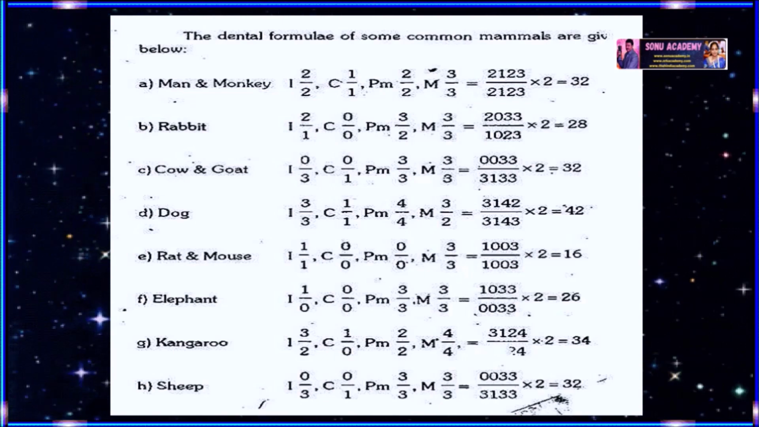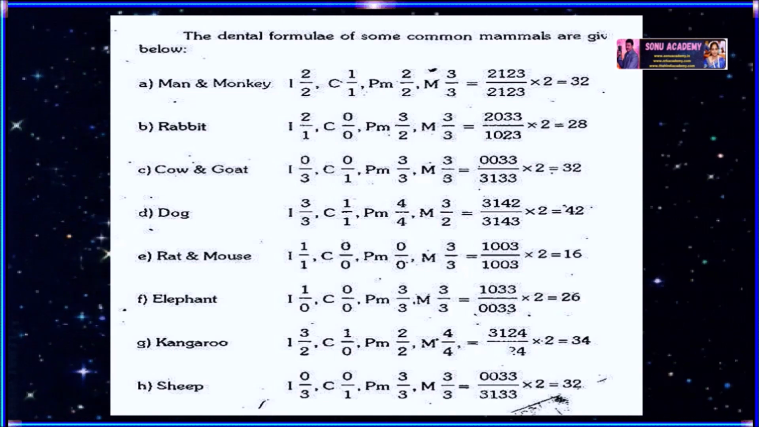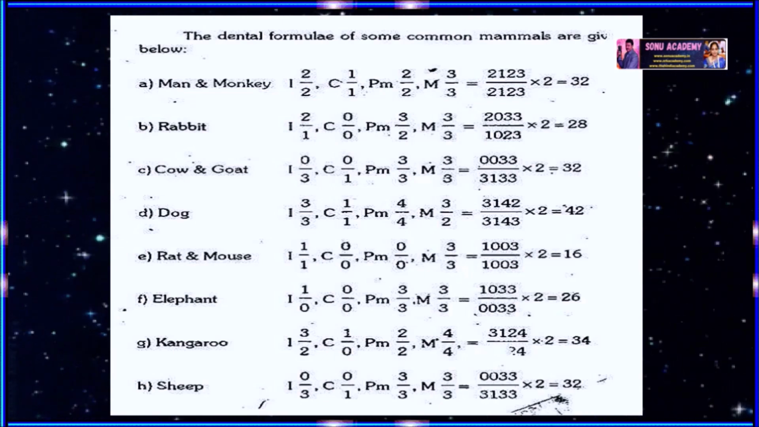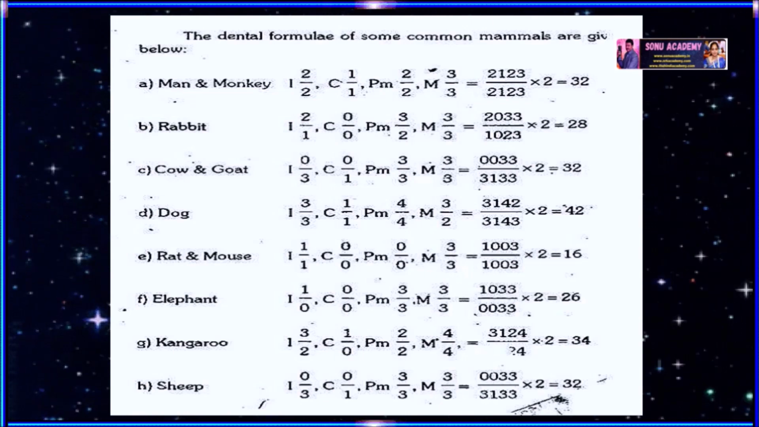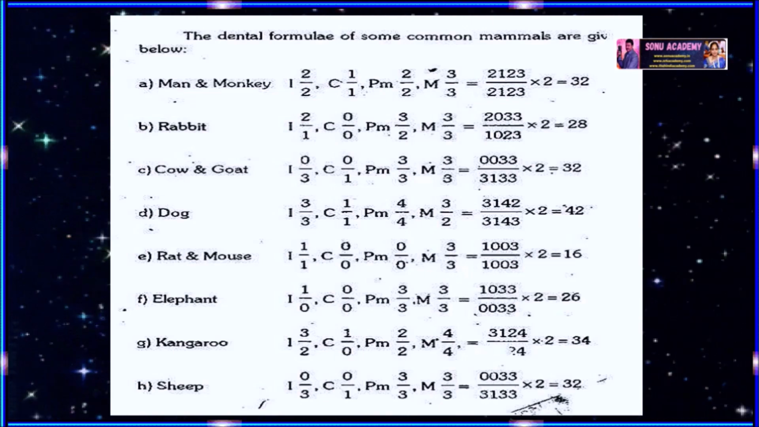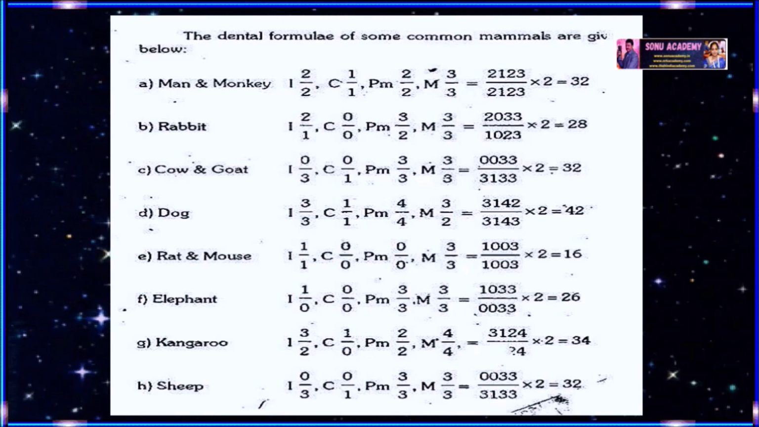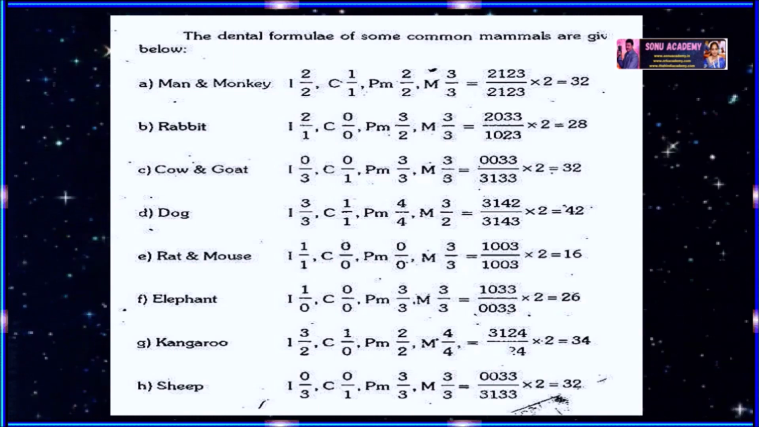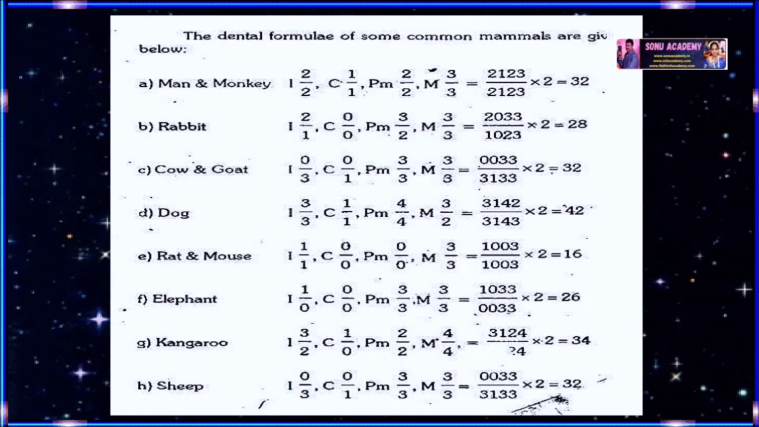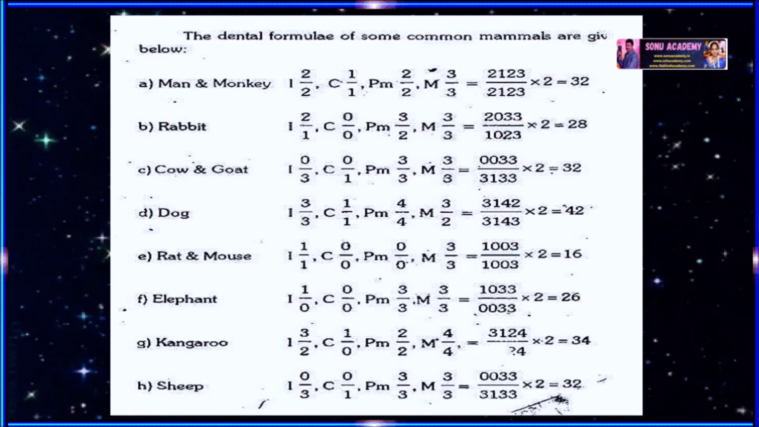If we take a rabbit, it has incisors 2 by 1, canines 0 by 0, premolars 3 by 2 and molars 3 by 3. So the dental formula of rabbit is 2033 by 1023. So the total number of teeth in both the jaws is 28.